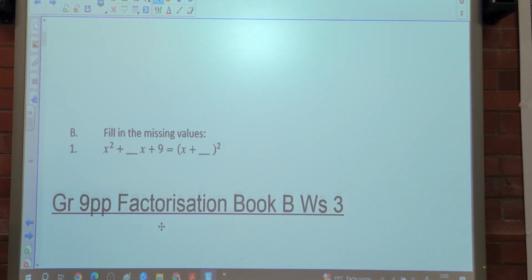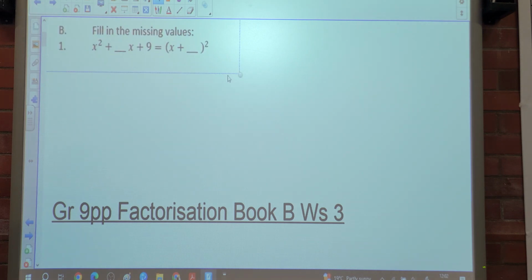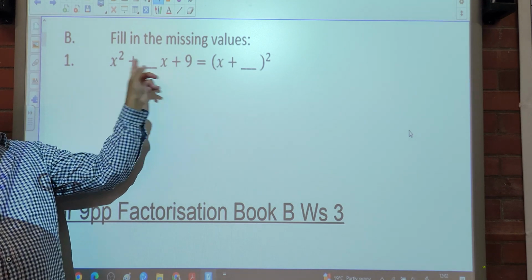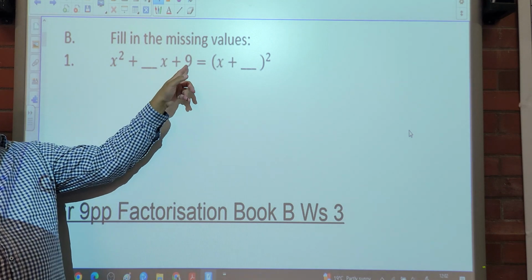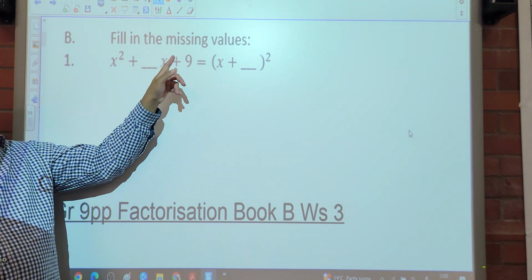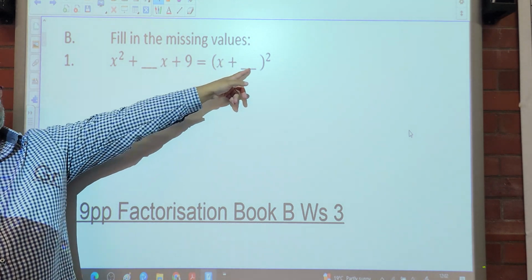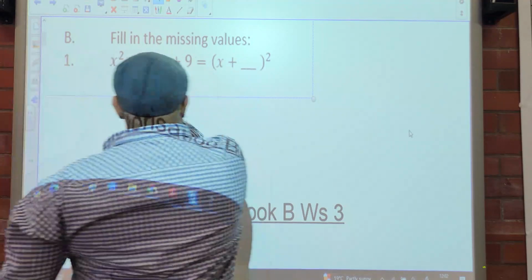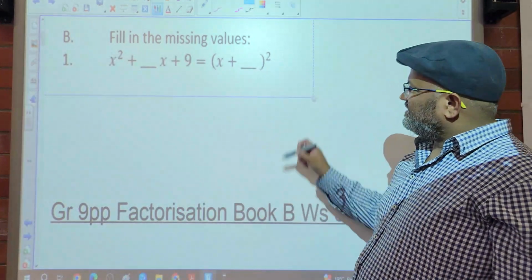Okay. People, let's look at B. Fill in the missing value. So here we know that that's a perfect square and that's a perfect square. Not so? So what's the square root of 9? 3. So there goes 3. Not so? What's the square root of x squared? x.